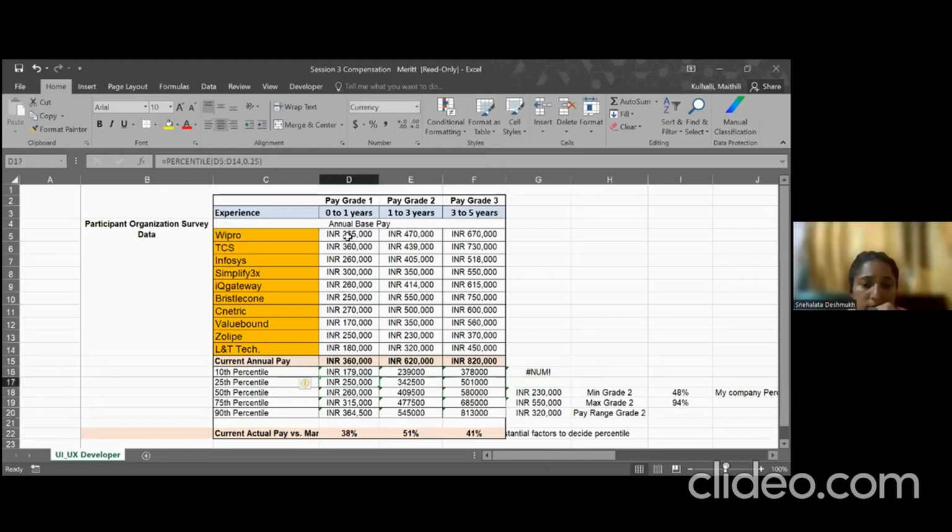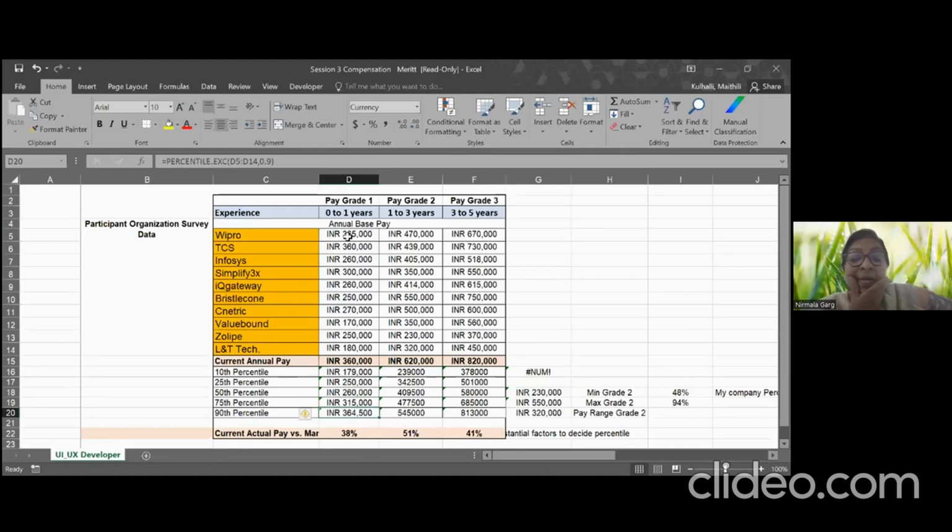Q2 will be 260,000. Q3 will be 315,000. And the 100th percentile, you can calculate that. Got it? Very clear? Muhammad and others, please. Yes. Okay. Now, decile.